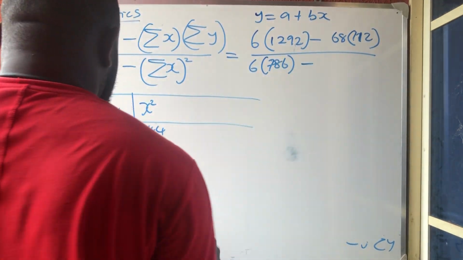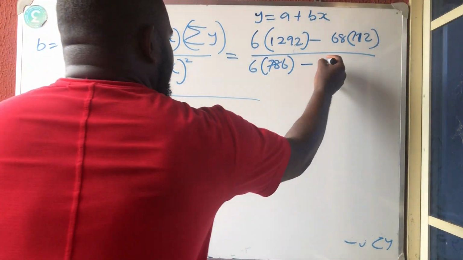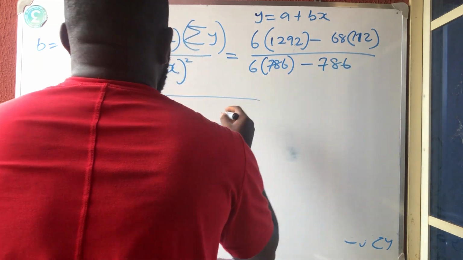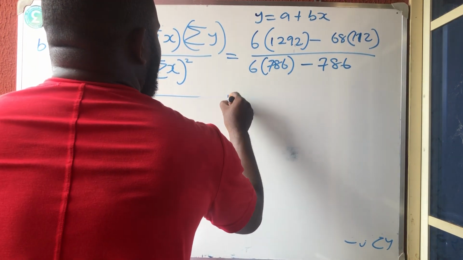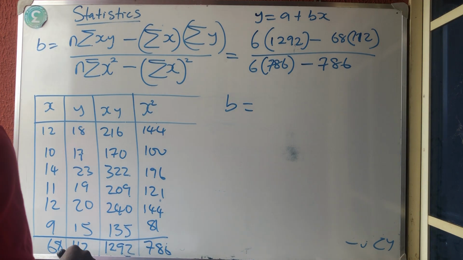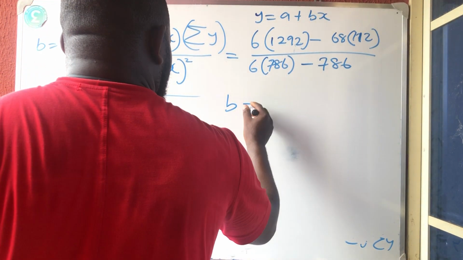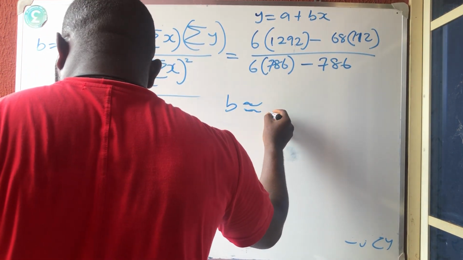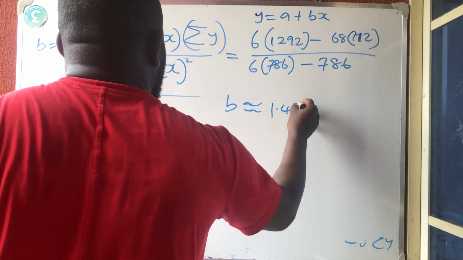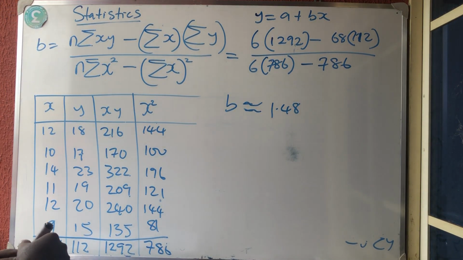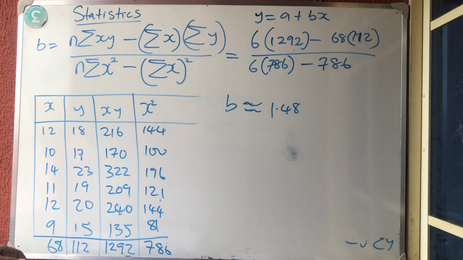So minus this one summation, this one square gave me 786. So I'm having that my b is equal to, if you do everything, it gave us approximately 1.48. Okay, approximately 1.48. Now to get my a is the next thing.